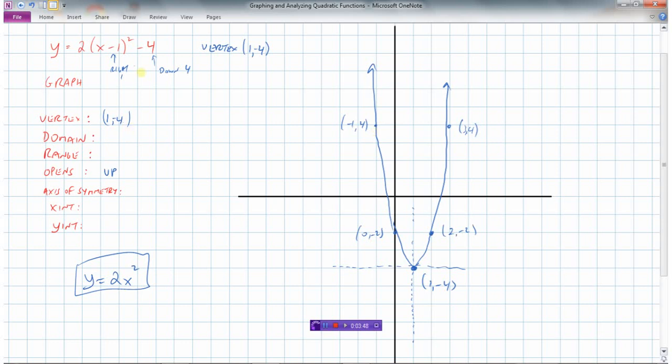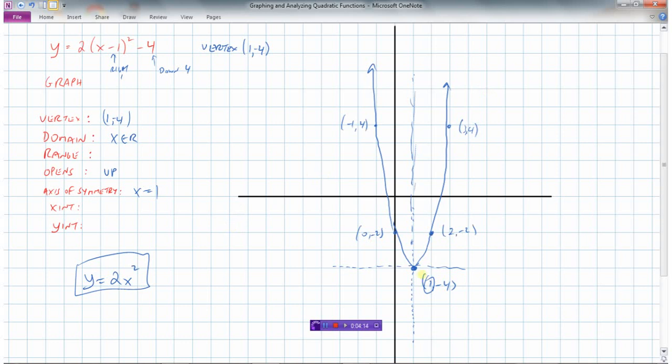We got the vertex right away from the equation, and we got the direction of opening. Now it's easy to see what the equation of the axis of symmetry would be. So that's this line right down the middle here, which is x equals 1. The domain, well, for every parabola, the domain is all real numbers because it always goes to the left forever and to the right forever.